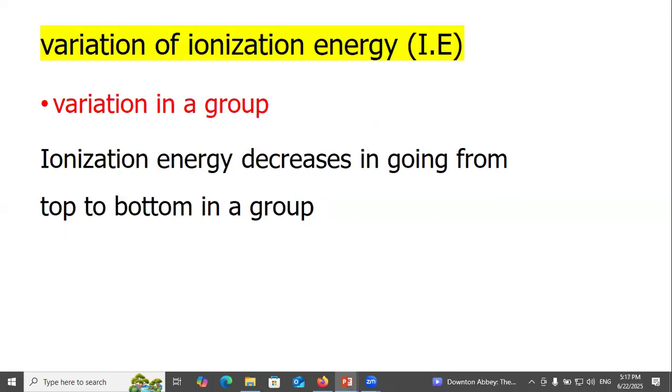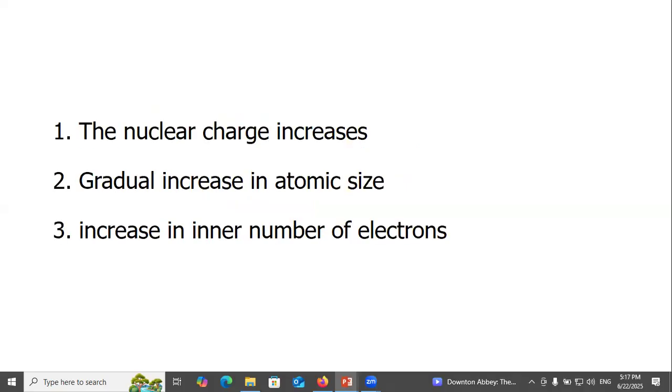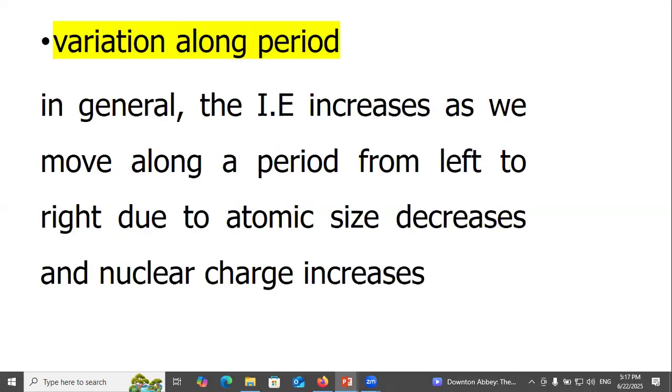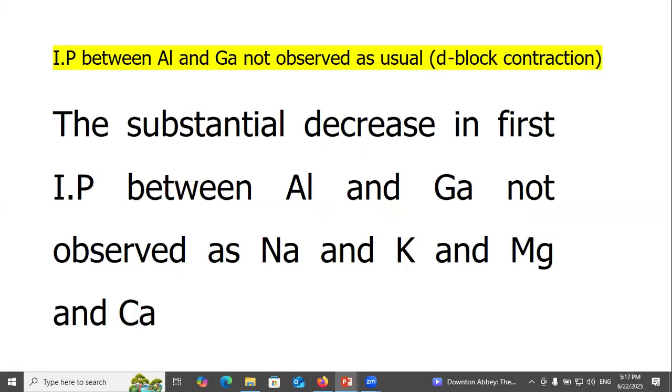Variation of the ionizing energy. Variation in the group: ionizing energy decreases going from top to bottom in a group, because the nuclear charge increases, with a gradual increase in atomic size and an increase in the number of inner electrons. Variation along the period: in general, the ionizing energy increases as we move along the period from left to right, due to the decrease in atomic size and the increase in nuclear charge.